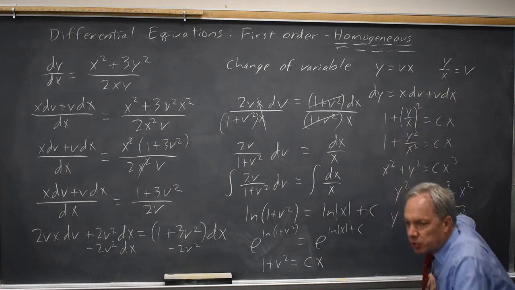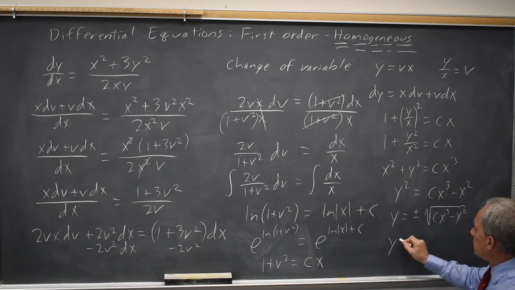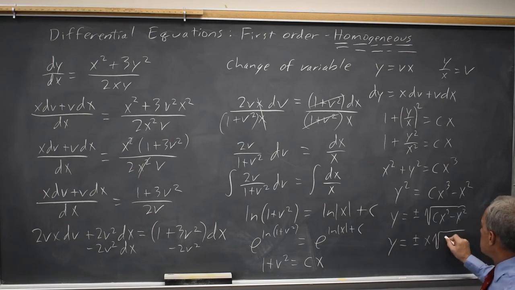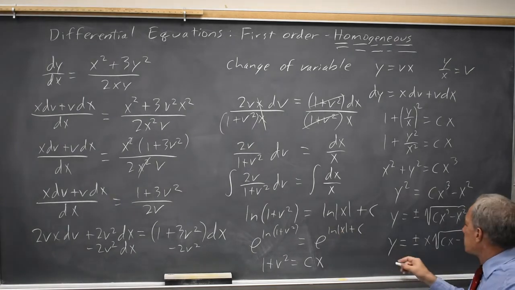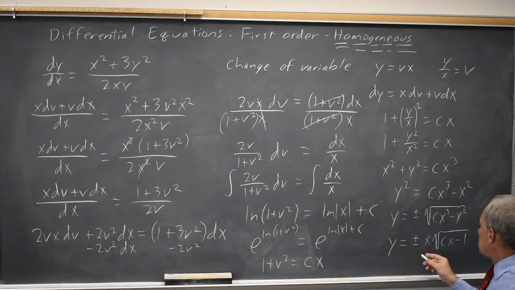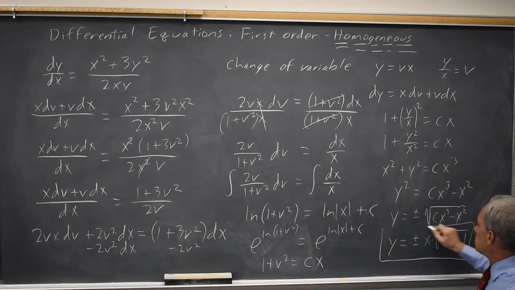If you wish, you can pull out the common factor of x squared inside the square root, and y equals plus or minus x root cx minus 1. And we see that this absolute value on x didn't matter because when we pull it out, we've got a plus or minus. This is the solution solved for y.